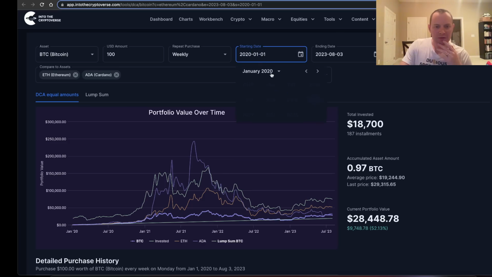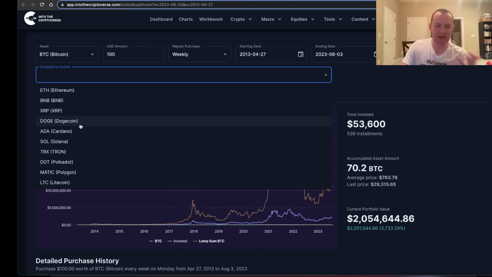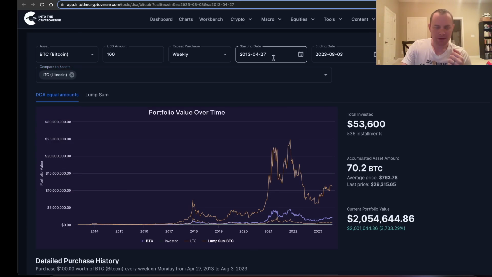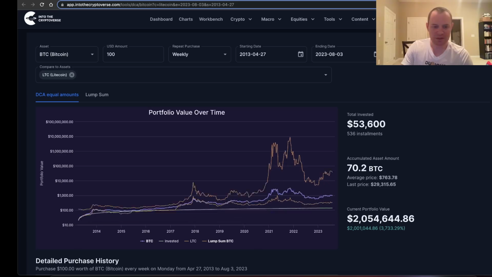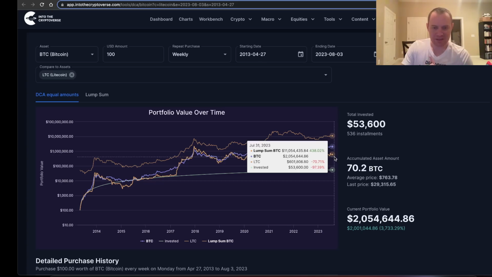Let's go back even further. So let's go back to 2013. And we're going to compare Bitcoin, because we got to find coins that actually exist back then. Let's look at Litecoin. And it pulls up the starting date here of April 27th, 2013. Let me switch this to a log scale. Now, in this case, lump sum Bitcoin would obviously have been the best.